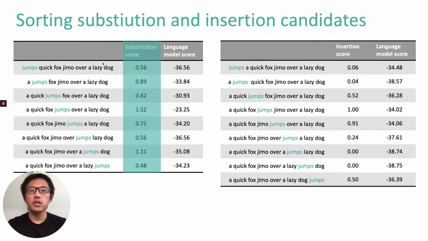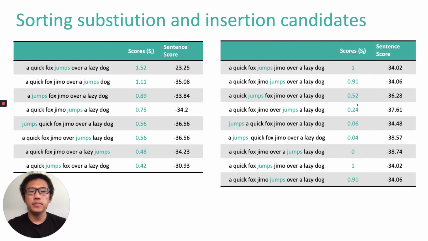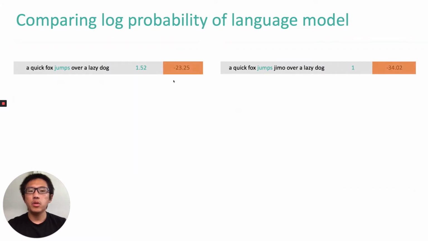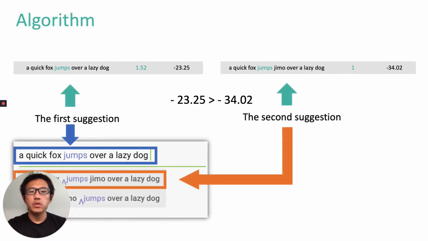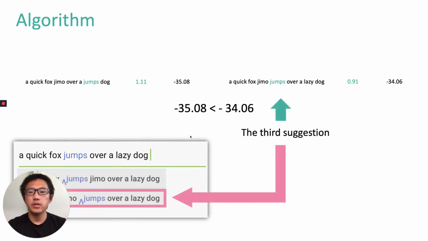First, it sorts the substitution candidates by the substitution scores and sorts the insertion candidates by insertion scores. Then we compare the log language model probability of the first substitution candidate and the first insertion candidate. The greater one is used as the first suggestion, and the smaller one is used as the second suggestion. In this way, the top two suggestions contain both substitution and insertion candidates. We do the same thing to solve the third suggestion based on the second candidate pair.